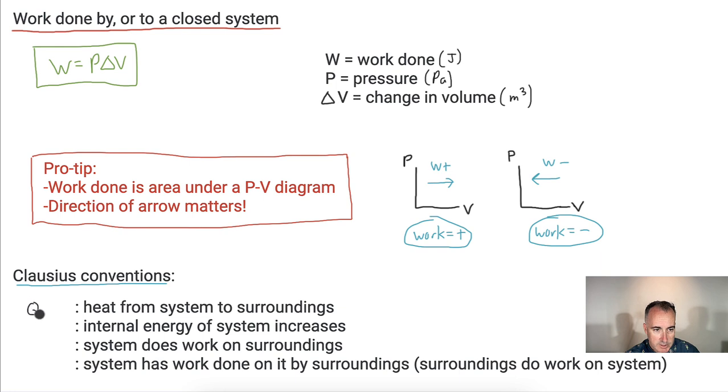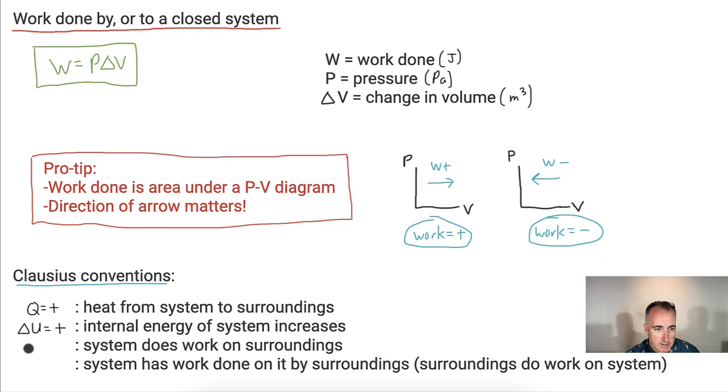And we're going to say Q is going to be positive for this. This is one of the conventions of Clausius here. As well, with the internal energy, so this is going to be delta U. If that's positive, then we're going to see that the internal energy of the system increases.